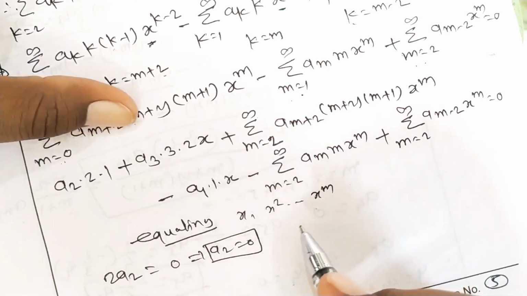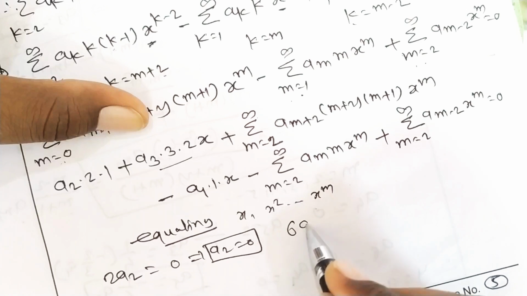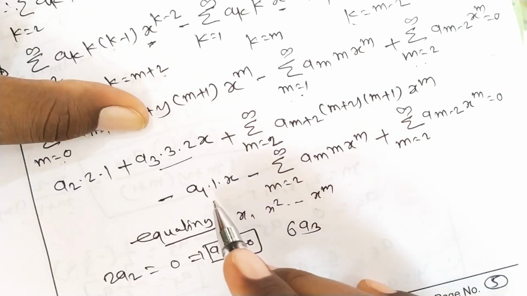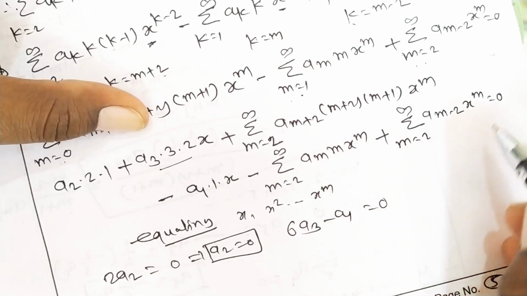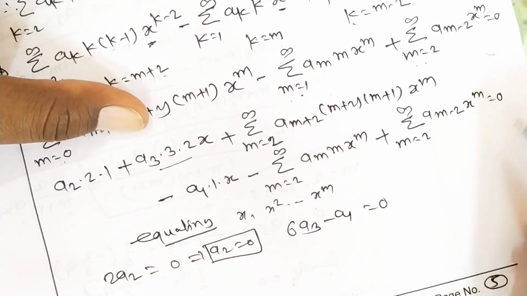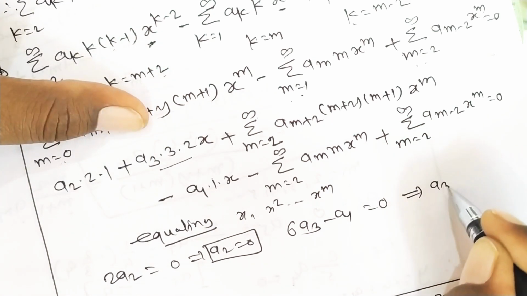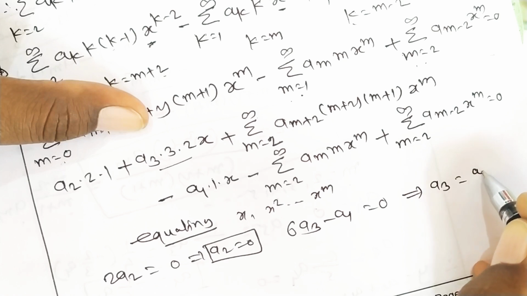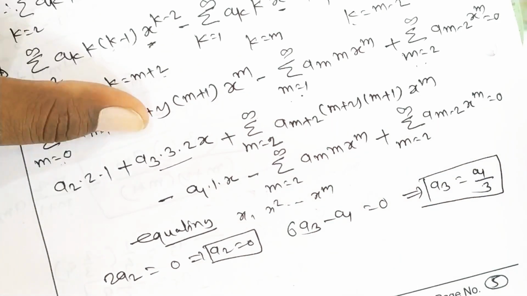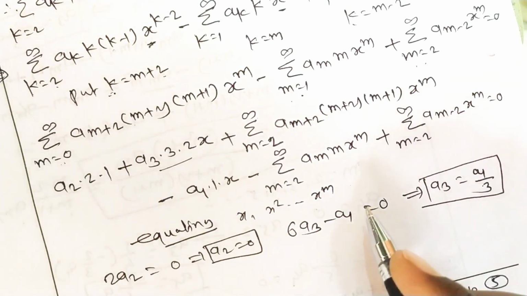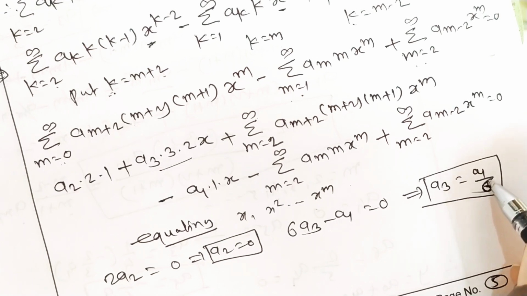Okay, then next one is coefficient of x, that is this 6a3 minus a1, equate with 0, because in RHS no terms are there. So 6a3 minus a1 equal to 0, this implies a3 is equal to a1 by 6, not a1 by 3, here a1 by 6.